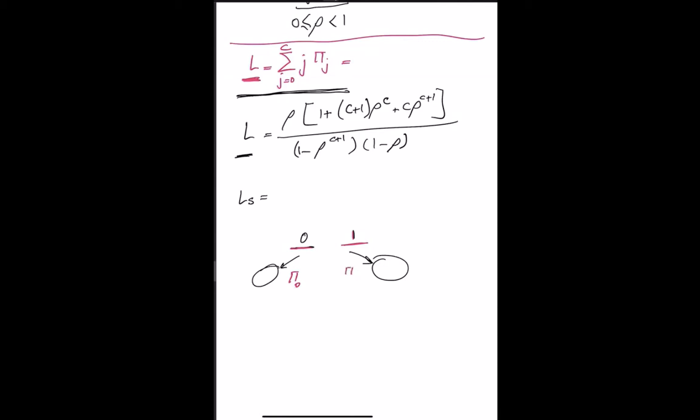Is that the only scenario? Pi 1 plus pi naught? No, I didn't say at least. One means there is one person in the server. Then what are the scenarios under which one person is in the server? Pi 1. Pi 1 means there is one person in the system. Since we have only one server, if there is one person in the system, the person immediately goes to the server, gets the service and leaves. And is that the only scenario?